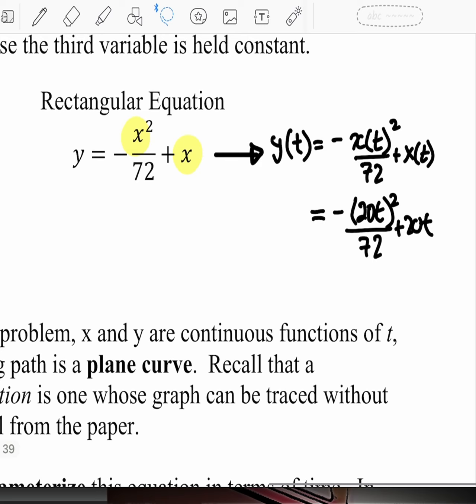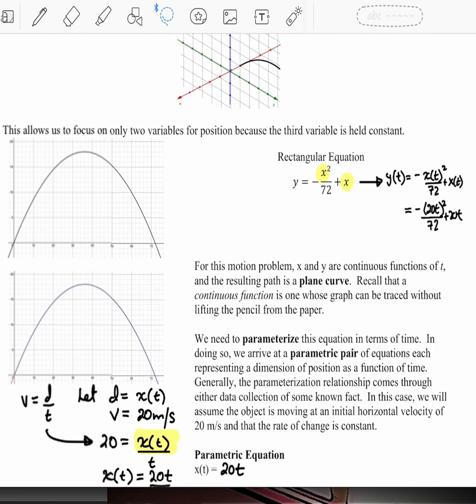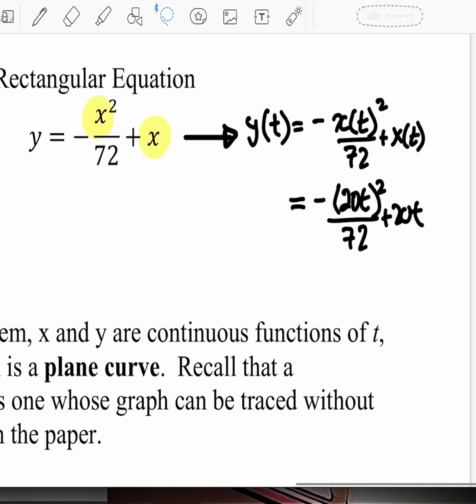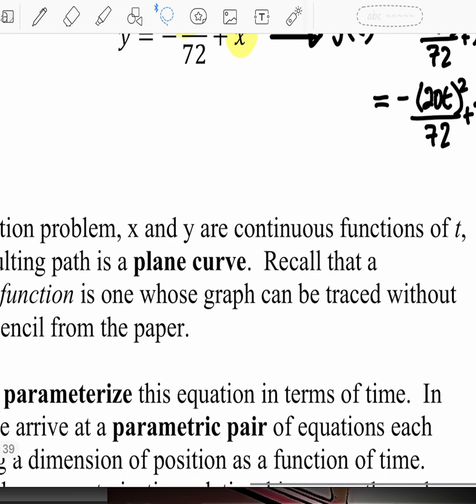All right, so since we know x is a function of time and y is a function of time, I took my y and replaced it with a y of t. I took my x's and replaced those with x of t's. But since we knew that x of t was equal to 20t, I could replace each one of my x of t's with a 20t. All right. So on top, I'm going to get 400t squared over, I'll have a 72 on the bottom, negated, plus 20t.